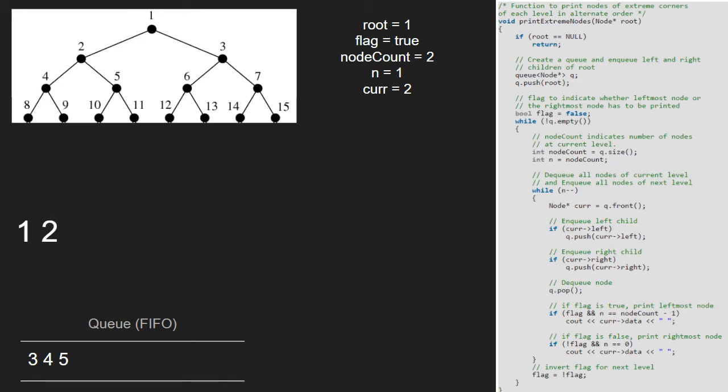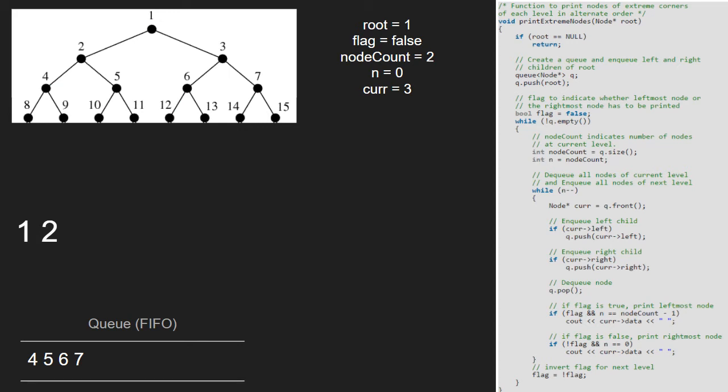Again we loop and decrement n, so n will be equal to 0. Now cur will point to 3. Next we push the left and right children of 3, so 6 is enqueued and 7 is enqueued. Then we pop 3 from the queue. Since flag is true but n equal to node count minus 1 is false, cur is not printed and we come out of the second while loop. We invert flag, so flag will be equal to false. Since the queue is not empty, we continue with the outer while loop.